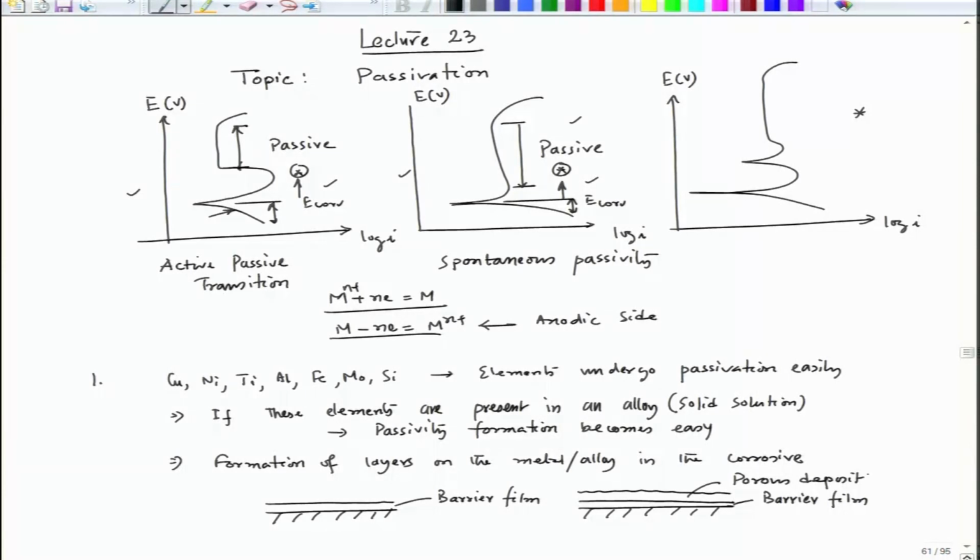In both the cases, it is easily understood that this is the metal surface, and here it is the metal surface. These are not exposed to the electrolyte directly. So, here we have the electrolyte.